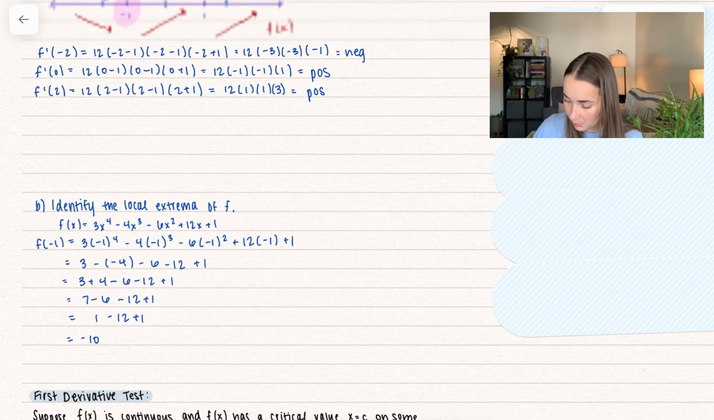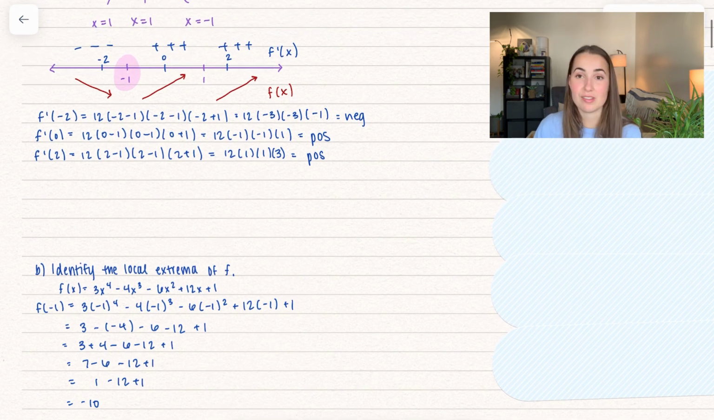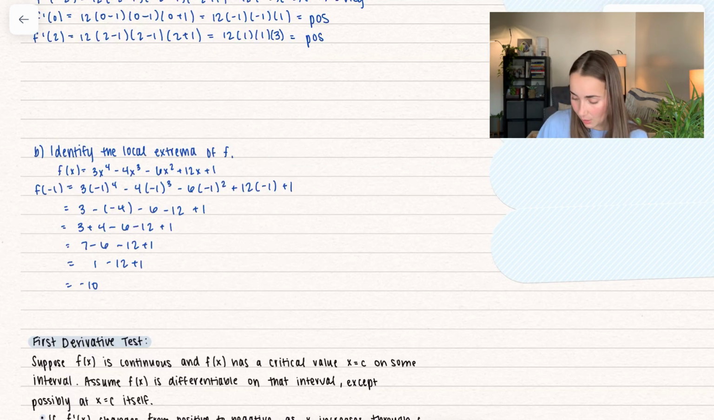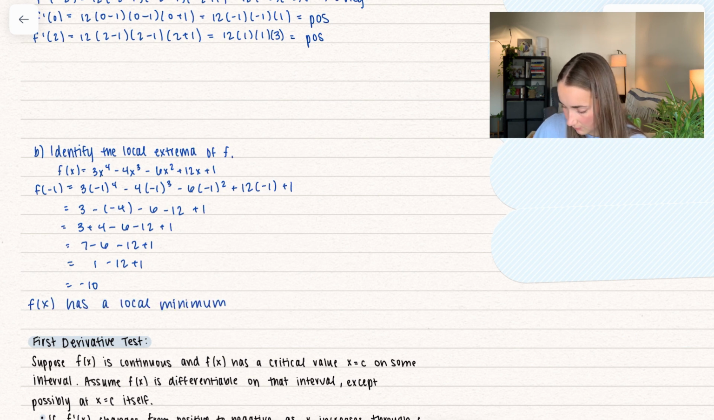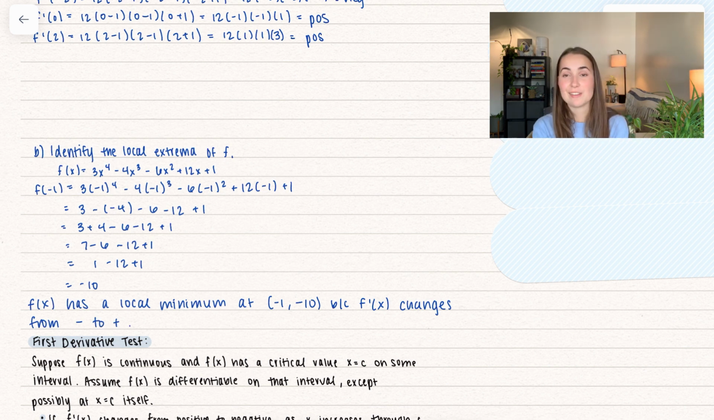So how I would write this out is, because we did that little sign chart, I can tell I'm going to have a local minimum. That's why it's really great to have visuals. So if I write that out, we have f of x has a local minimum at negative 1, negative 10, because f prime x changes from negative to positive.